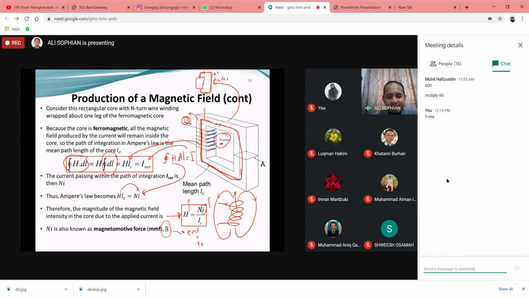Later on, we'll see the analogy between the magnetic field circuit and the electric circuit. But you can see that MMF is a similar name to EMF, and they work in the same way as well. Okay, so this is Ni. So again, for MMF, you can increase it by either increasing the I or increasing the number of turns, N.